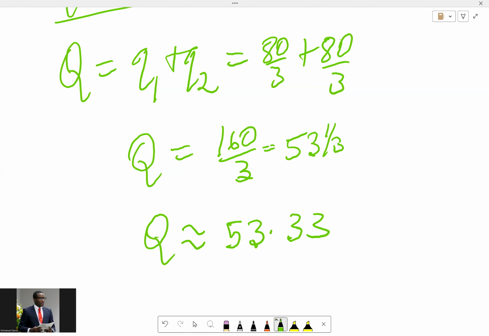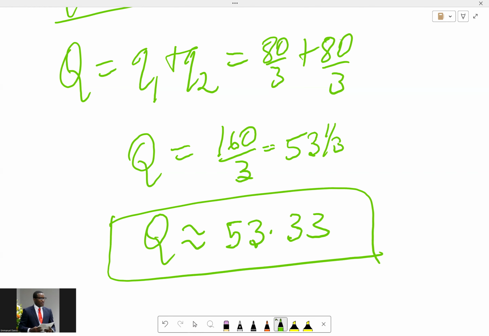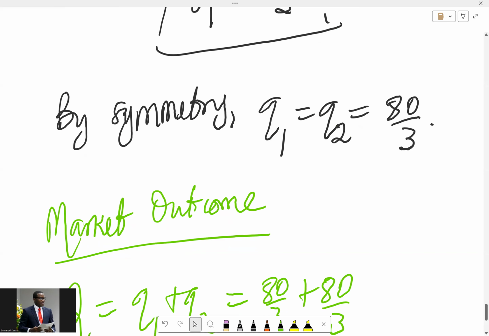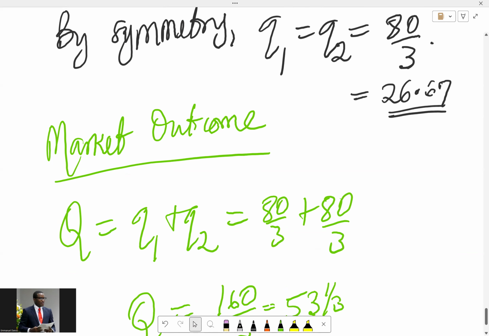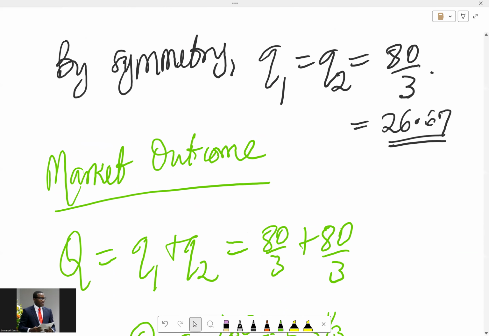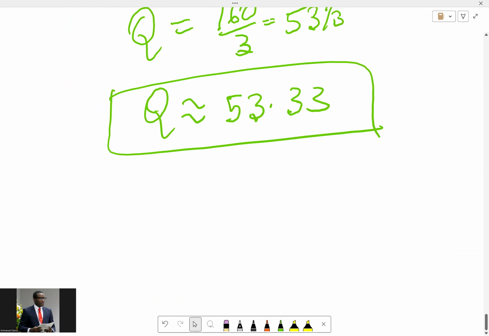53.33. So that is the quantity that should be produced. It is fine to leave it in terms of fraction so that if you have any further calculation to do with that, you can preserve the values. So this is like 26.67, I believe. 3 in 8 is 2. 3 in 20 is 6, then 2 over 3. So that's 26.67. That is the quantity that should be produced.